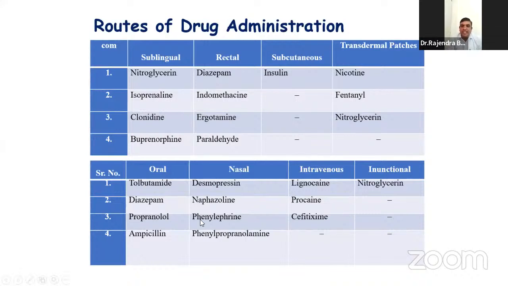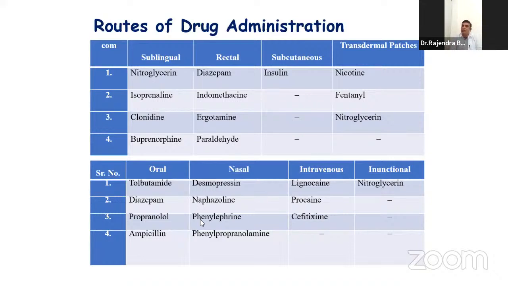Nitroglycerin, isoprenaline, buprenorphine, and clonidine, as I told you. Isoprenaline is a sympathomimetic drug. Clonidine is an alpha-2 agonist, and buprenorphine is an opioid analgesic. So the next route we have discussed is the oral route.